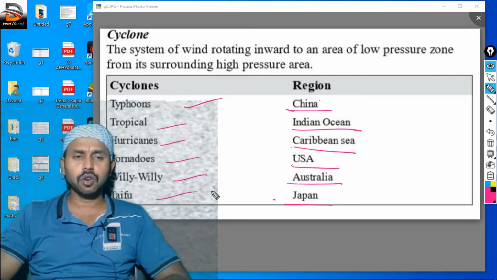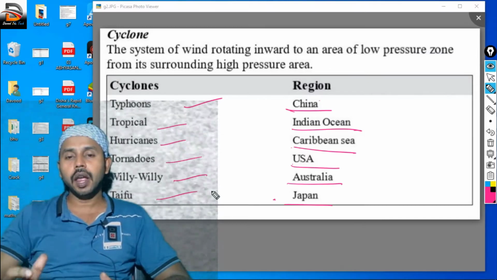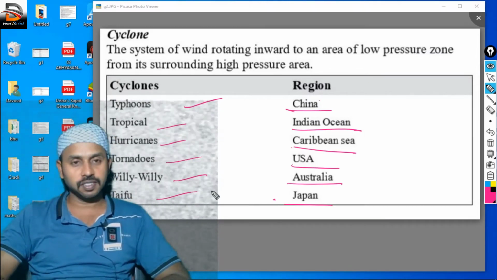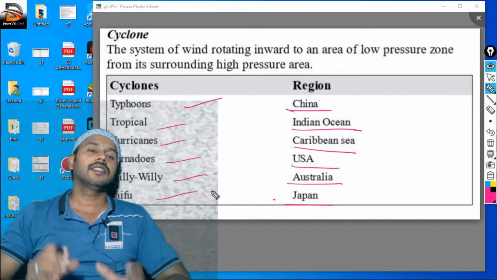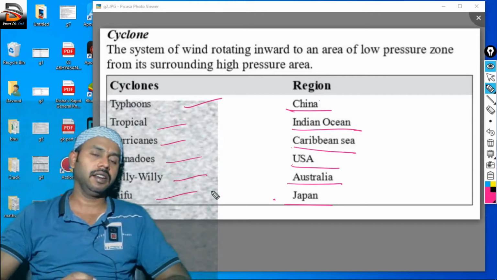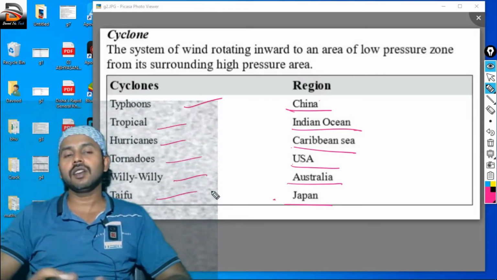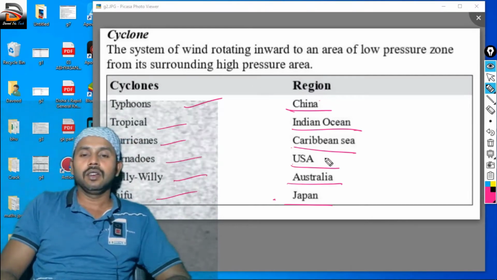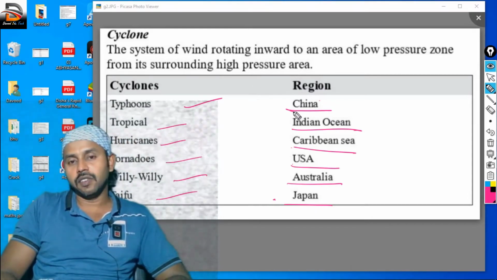Okay, so if it asks the question, what is the cyclone name in the United States of America? Simply we say tornadoes. Like this they ask in multiple choice questions or any exams anywhere. In the syllabus subject also they ask. Cyclones are very important. That's why these six cyclones are very important.